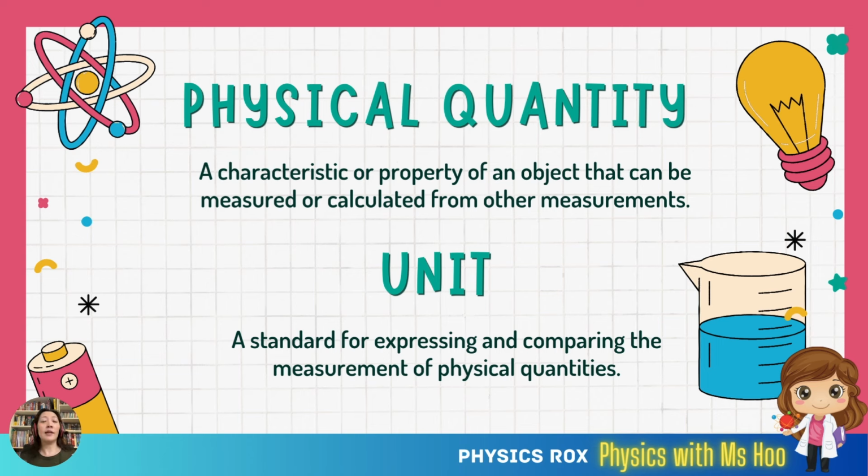So for example, in physics, the term physical quantity here refers to a characteristic or property of an object that can be measured or calculated from other measurements. Very often, you will find that the term physical quantity is also known by the short term quantity. So if you are doing questions, you might find sometimes a question asks for the physical quantity or just asks for the quantity. In this case, physical quantity and quantity mean the same thing.